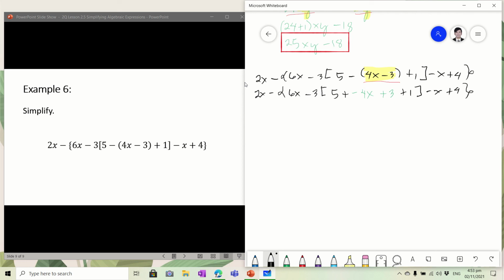So next, we don't have the parentheses anymore. The next hierarchy is to deal with whatever is inside our bracket. So we simplify whatever is inside our bracket. Okay, so looking at it, again, this is our focus this time. Notice that 5 and 3 and 1 can be combined because all of them are constant terms. 5 plus 3 is 8 plus 1 is 9.